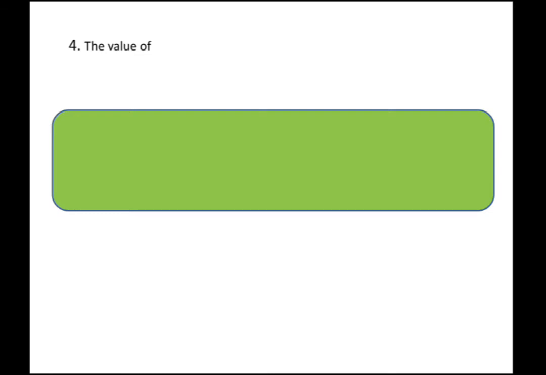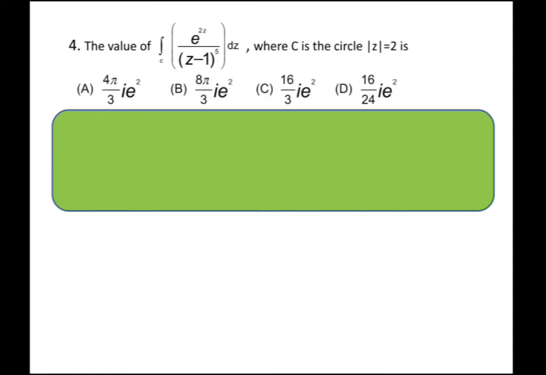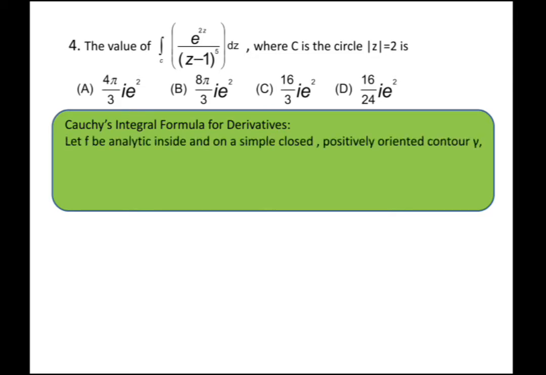Next question. The value of the integral over C of e raised to 2z by (z minus 1) raised to 5 dz, where C is the circle mod z equal to 2, is. There are 4 options. Here we solve this problem by using the Cauchy integral formula for derivatives.